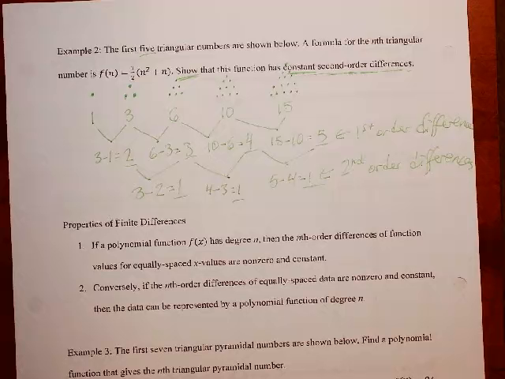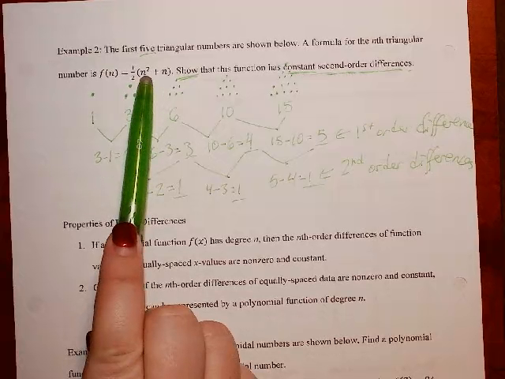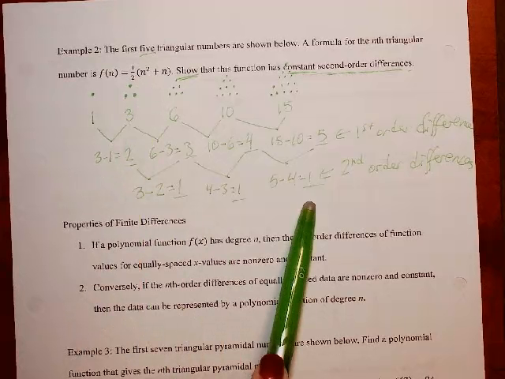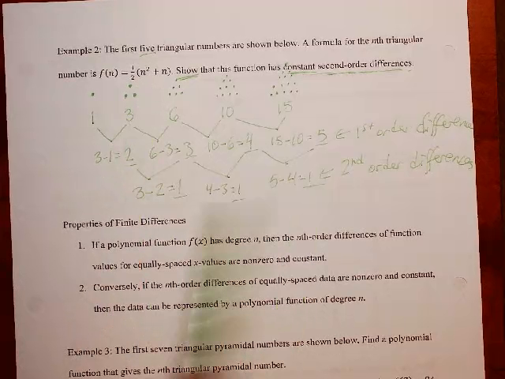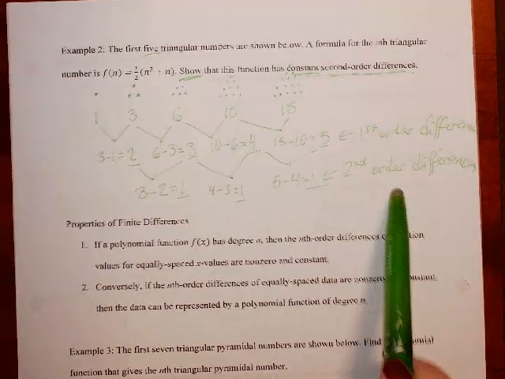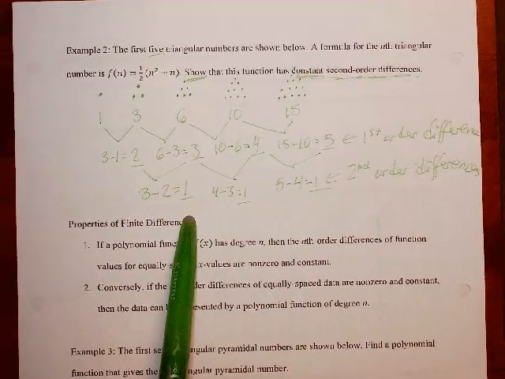So if we have a degree of 2, we will get constant second order differences, and the constant will not be 0. And if our second order differences are a constant number that's not 0, then we can write our equation as an equation with a degree of 2.